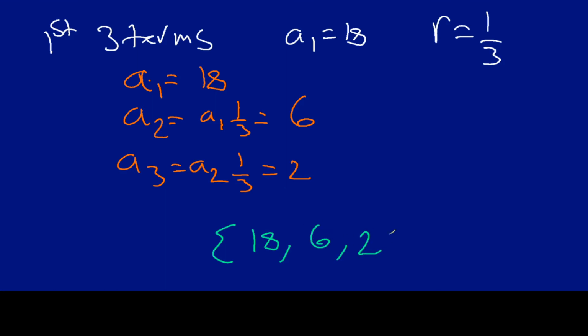And you can clearly see that each time we're multiplying by 1/3, or if you like to think about it differently, we're dividing by 3. 18 divided by 3 is 6, 6 divided by 3 is 2, 18 times 1/3 is 6, 6 times 1/3 is 2, and that's how it works out.